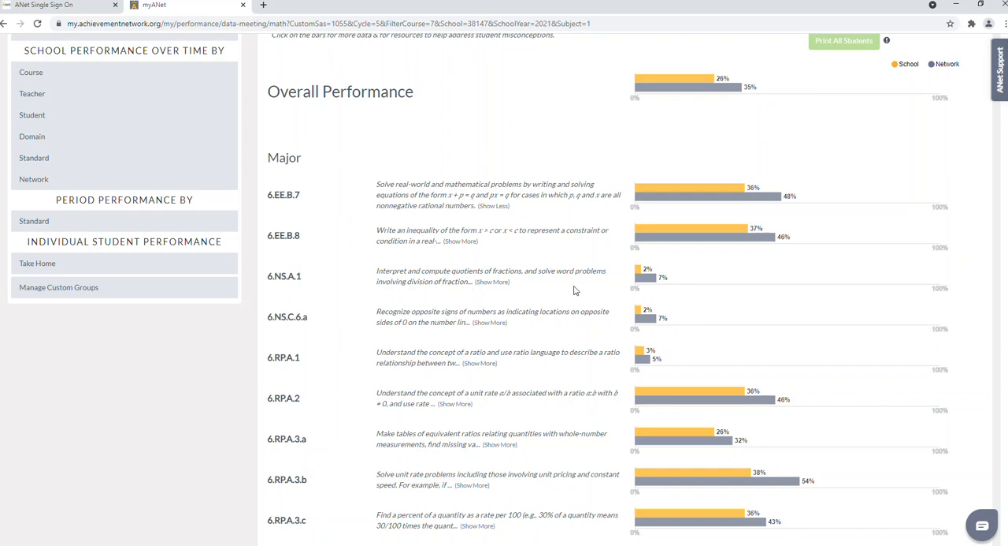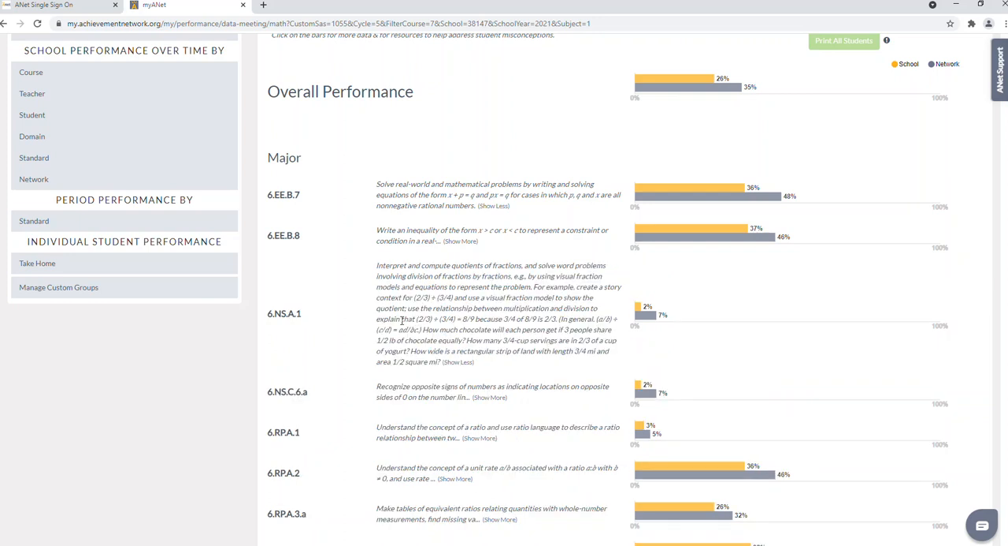All right, so let's look at maybe a reason why students perform so low in this standard. Let's look at this standard here, 6NSA1. It's a pretty long standard, but you know right away why. It is dealing with fractions and word problems, right? Interpret and compute quotients of fractions and solve word problems involving division of fractions by fractions. Even some adults have difficulty in the context of word problems to divide fractions.